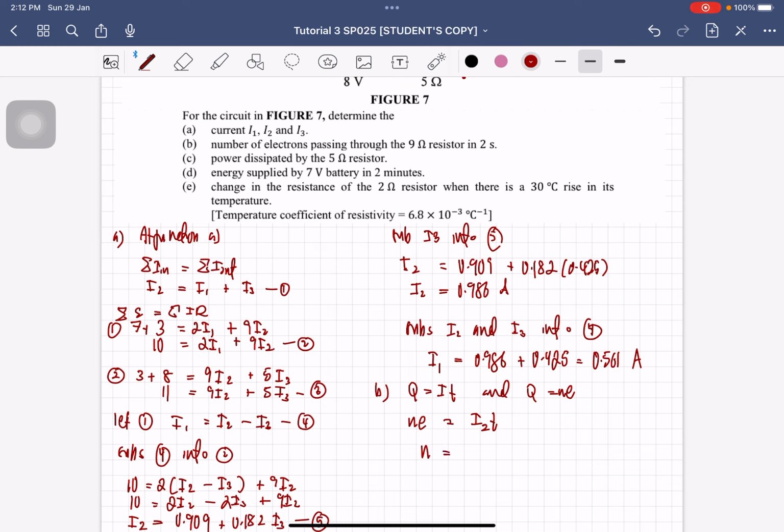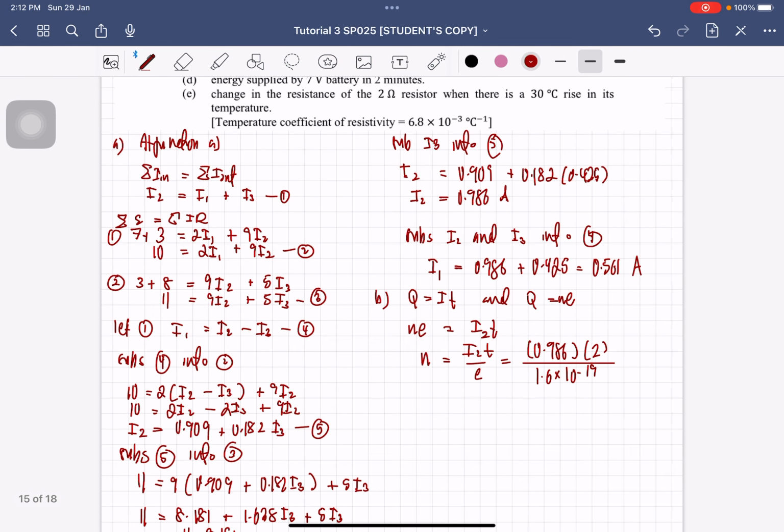So, N is equal to I2T over E, which is equal to what is I2 tadi? 0.986 times 2 minutes, 2 seconds, divide by the charge of electron. Then you will get the number of electrons to be equal to 1.23 times 10 to the power of negative 19 electrons. Okay, so that is question B.